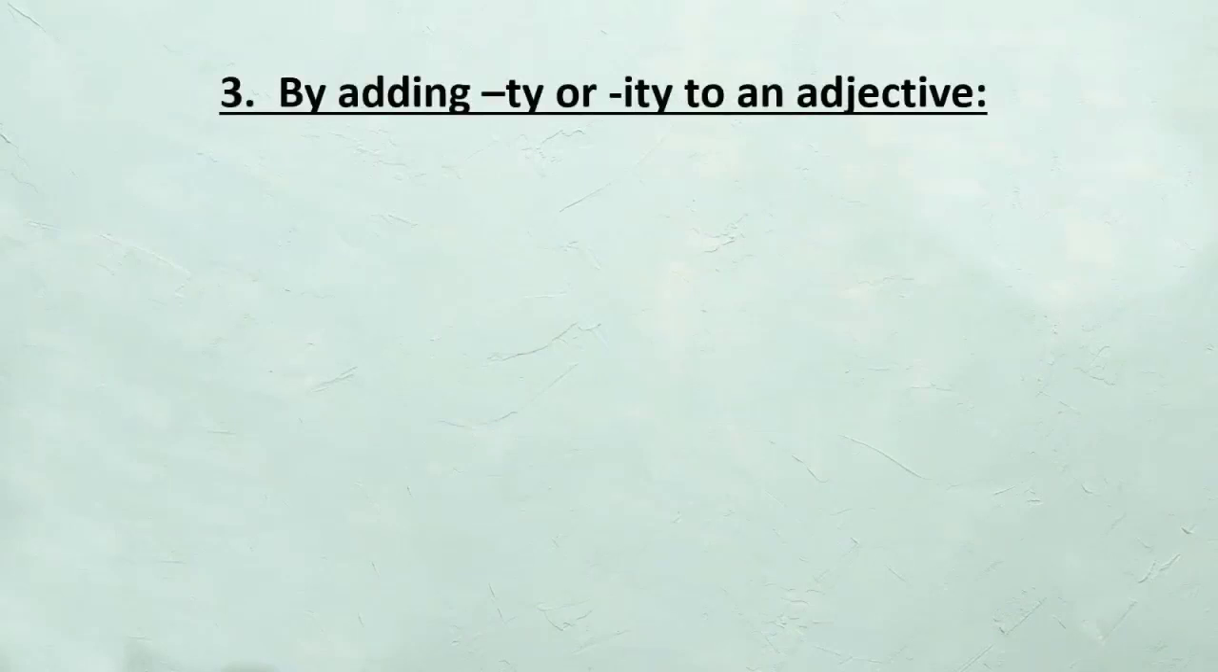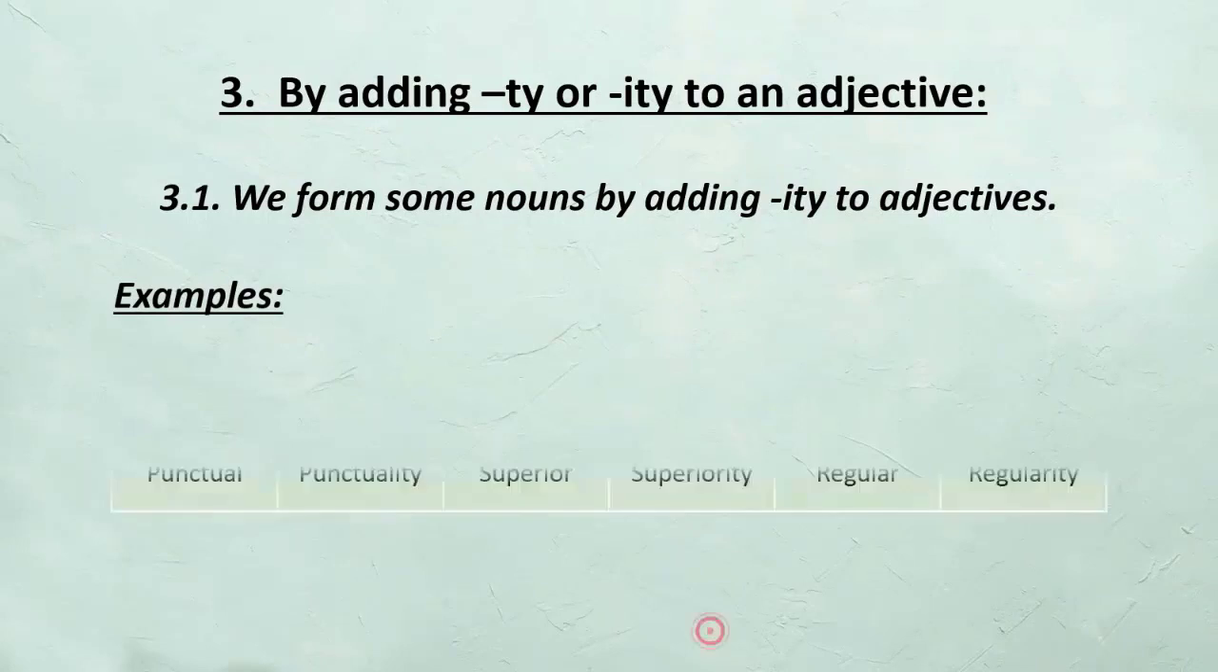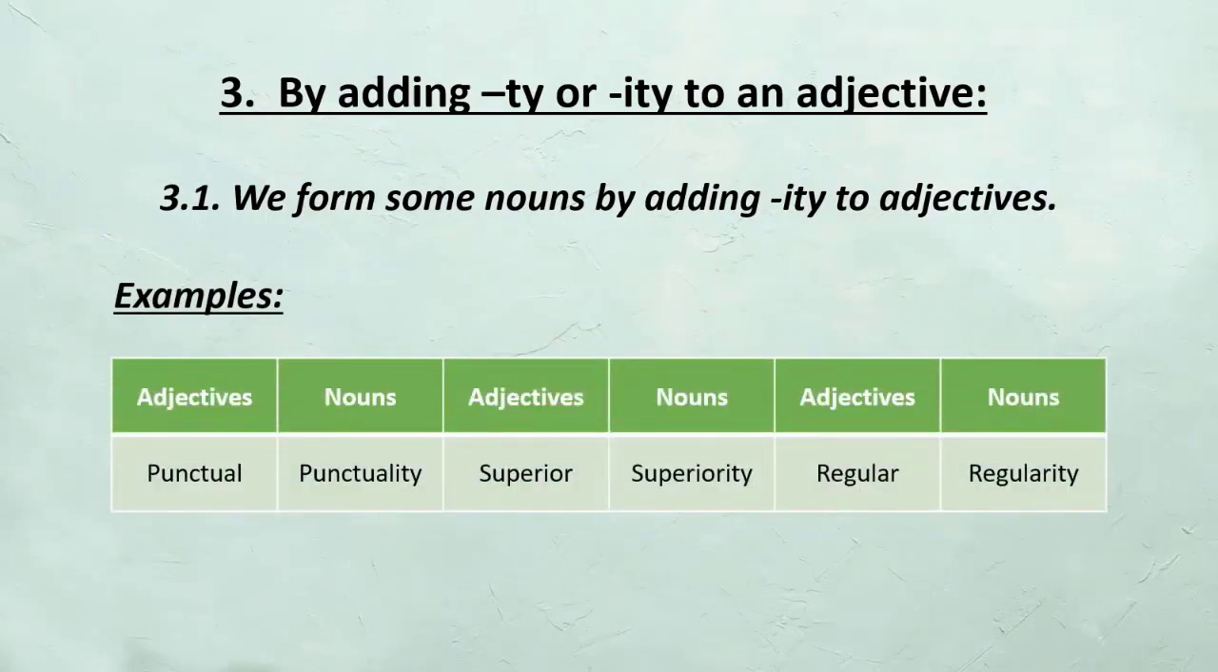If we add ty or ity to an adjective, we can make more nouns. For example, the first adjective is punctual. Punctual is an adjective, so we add the ity suffix to make it a noun, so it becomes punctuality. Superior becomes superiority and regular becomes regularity.